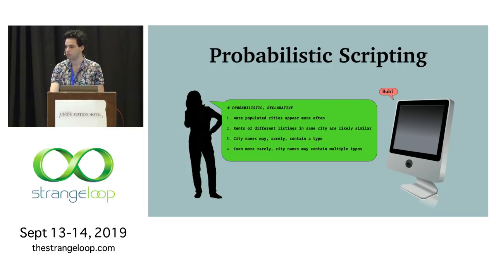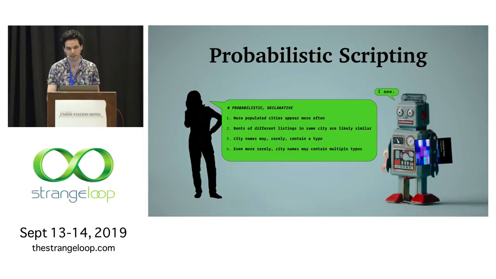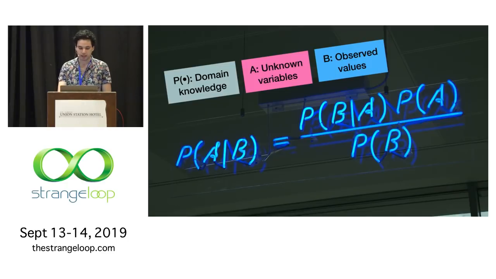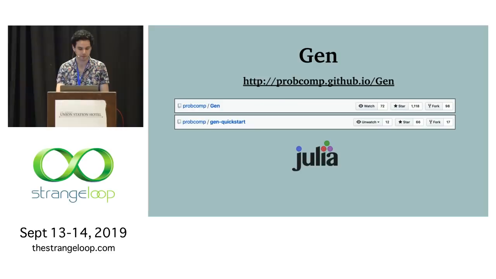And your normal computer would say, what am I supposed to do with that? But we have replaced it with a robot that has read a probability theory textbook. By which I mean we have replaced it with a robot whose internals are to compile into one of these powerful general-purpose probabilistic programming languages, get some metadata out, and then run an inference program. And the idea is that this should work whenever you can frame your problem as an inference task with domain knowledge, unknown variables, and observed values.